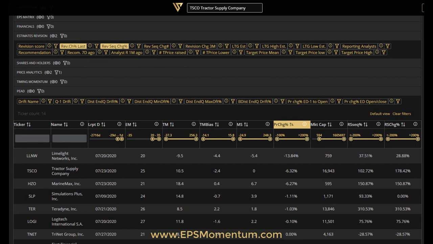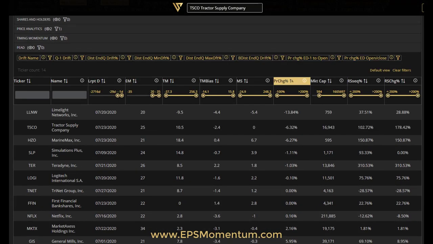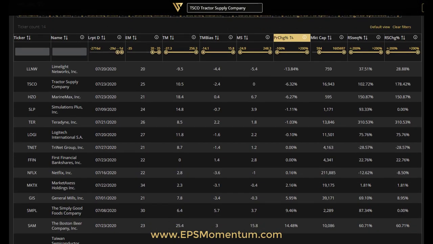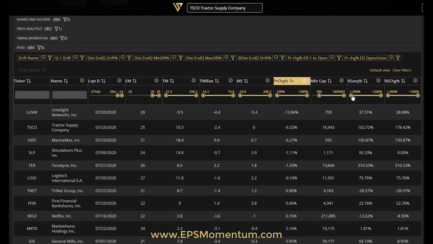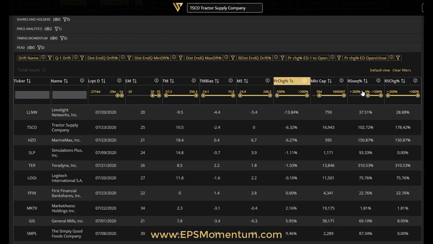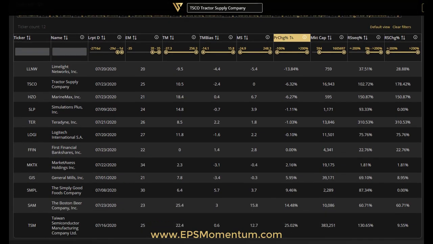So what we can do here is, let's have a look at the revision. I want stocks that have positive revision since the beginning of the quarter, right? And the beginning of the quarter would be this, put 0%, and you can see that.